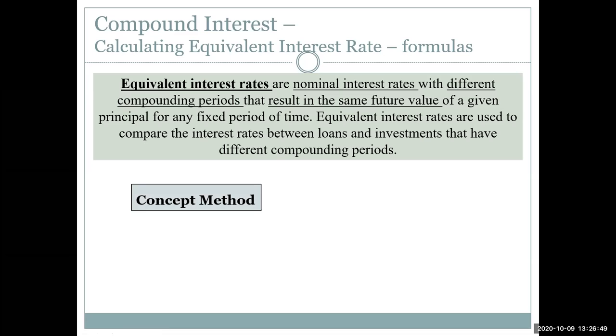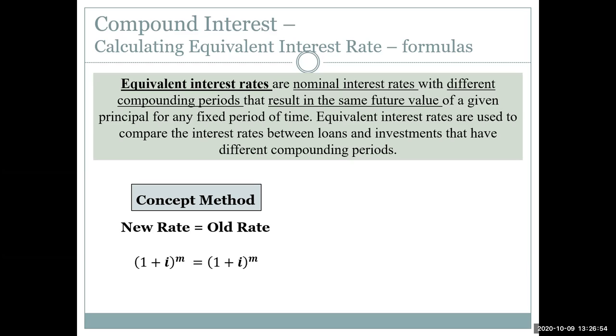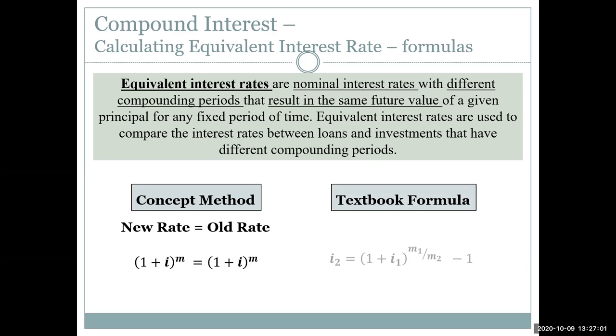We're going to have the same conceptual method. New is equal to old again. And here again, we're going to have the different compounding for the different periodic rates. There's a textbook formula we have, and they call the I2 is equal to 1 plus I1 raised to the power M1 over M2 minus 1. Now, I find that a little confusing for myself because I might say that I2 is my new rate. You might say I1 is my new rate. So we have maybe some communication issues around that.